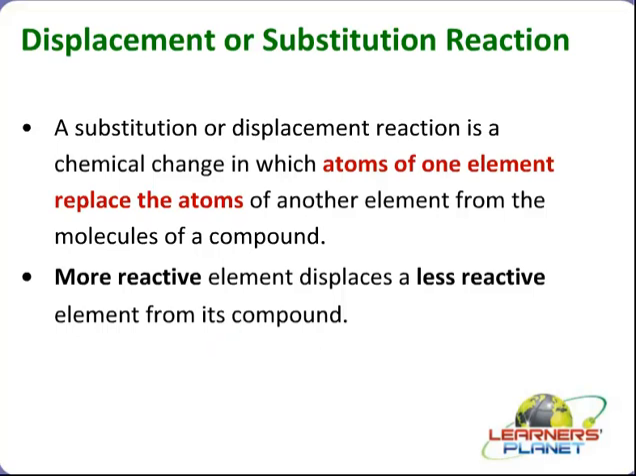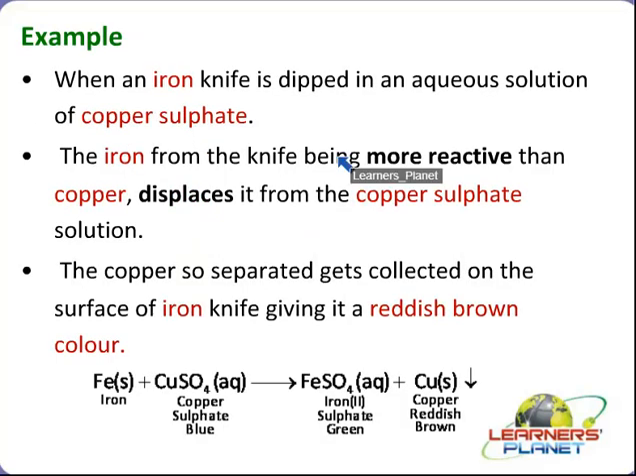Now let's discuss a few examples of it so that displacement reaction is very clear to you. There is an example, that is when an iron knife is dipped in aqueous solution of copper sulfate. The iron from the knife, being more reactive than copper, displaces it from copper sulfate.